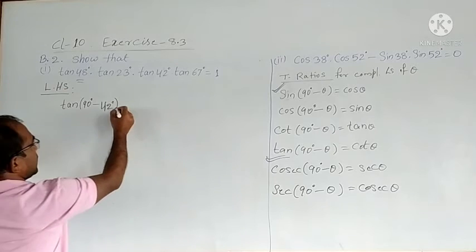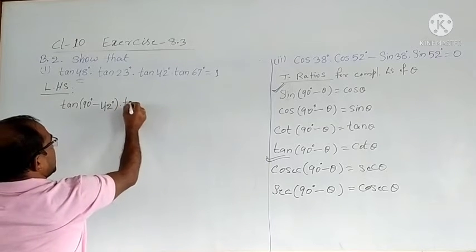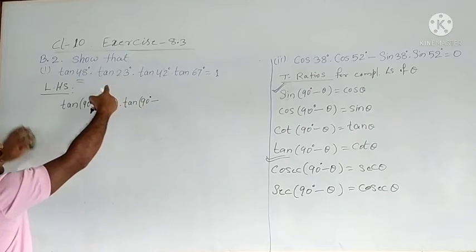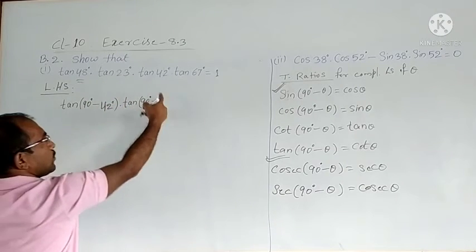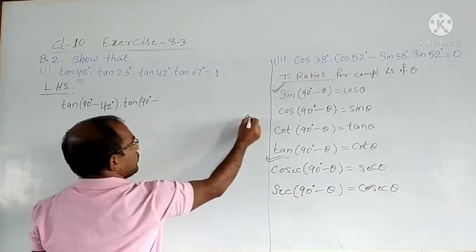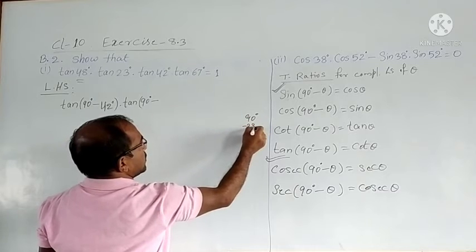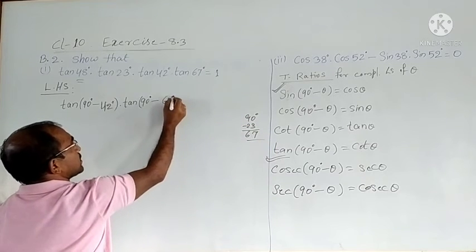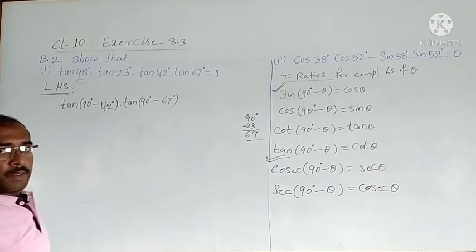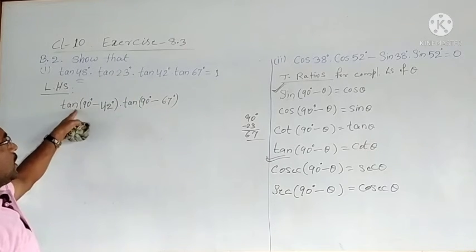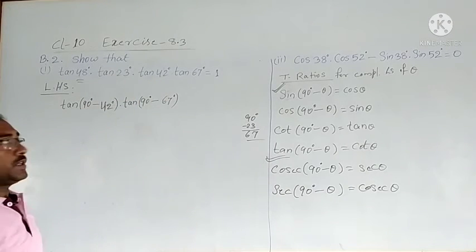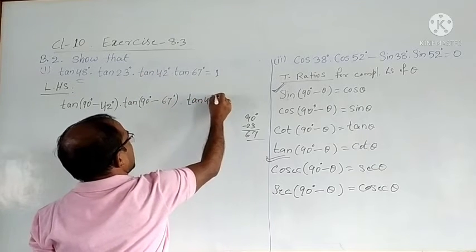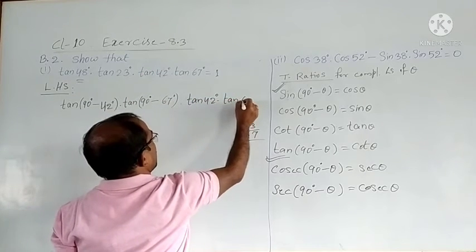Then next is what? Into tan, again 90 minus 23 we will do, and that we will write here. 90 minus 23 will be what? 67. So 90 minus 67 will be 23. So these two we changed from tan 90 minus theta, we will get cot theta. Another two we will not change. Tan 42 we will keep, and tan 67 also we will keep it here.